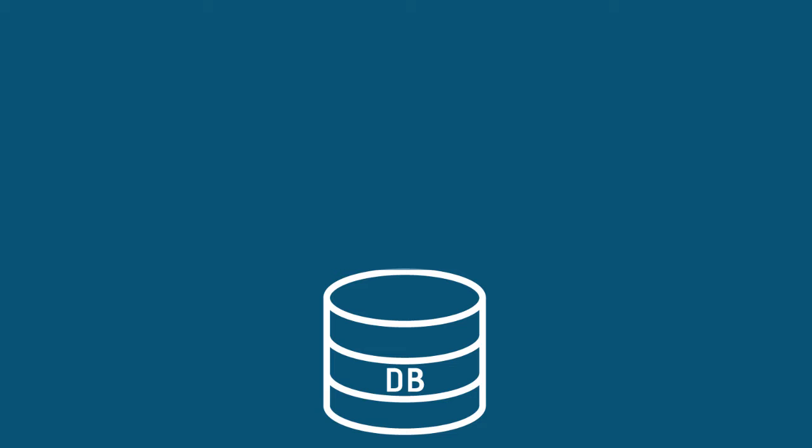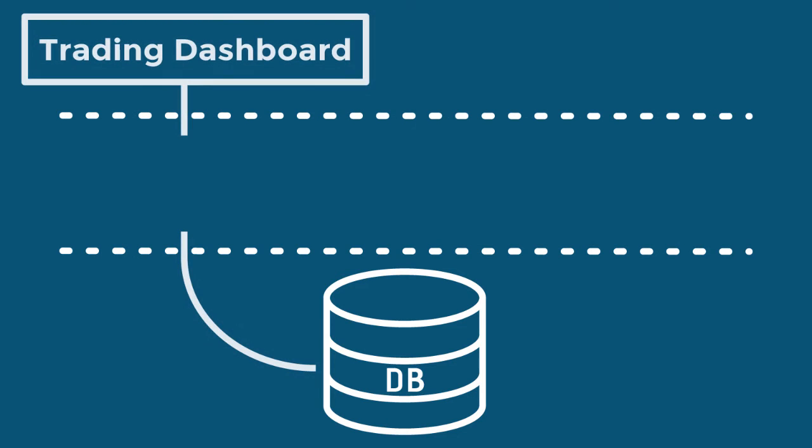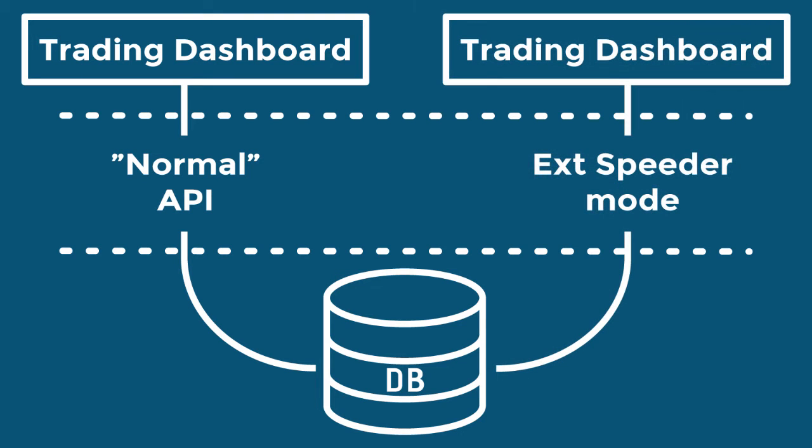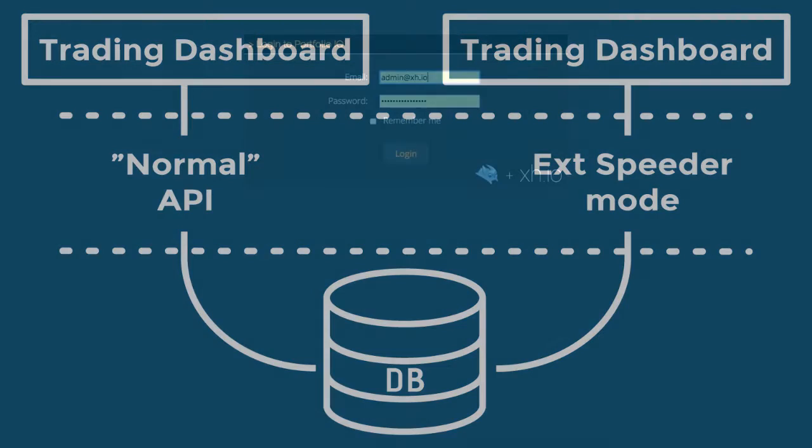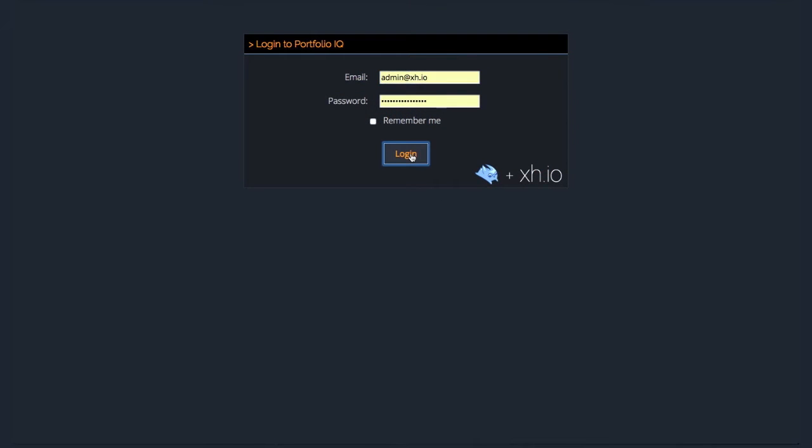We'll log into the app, which simulates a trading dashboard, and we'll look at performance both against a quote-unquote normal or relatively unoptimized but reasonable API, and then enable Speeder mode to look at how the app performs and what it can do when running against an EXT Speeder-backed API. Let's log in to start.